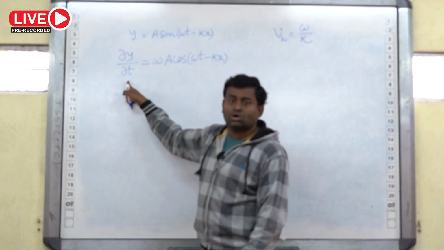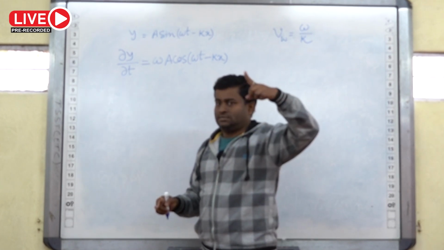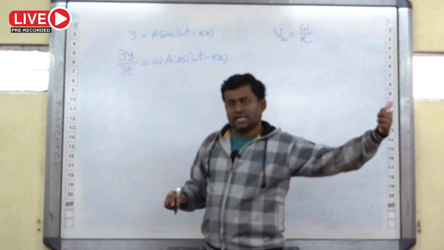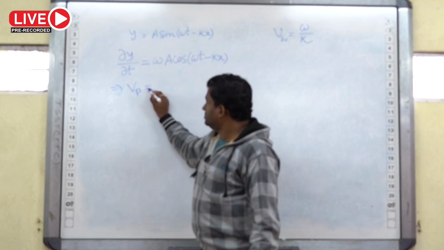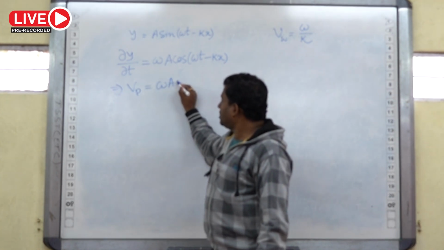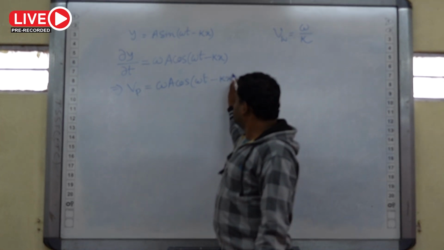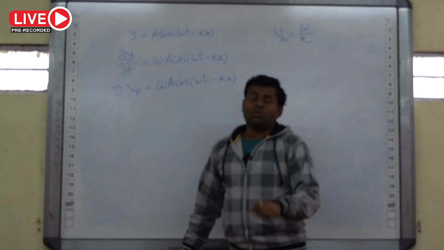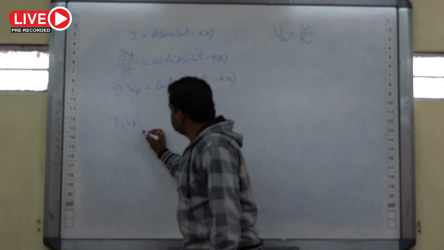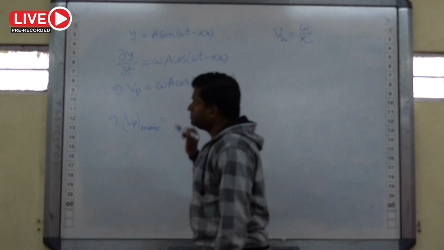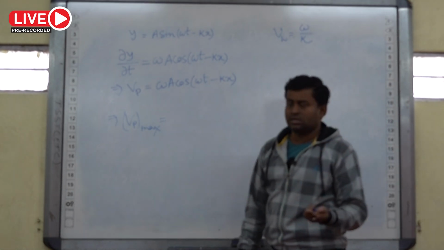Now this quantity is called the particle velocity, because particles in the transverse wave vibrate in the y direction while the wave propagates along the x direction. So this is Vp, that is omega A cos(omega t minus kx). Now, what is the maximum particle velocity, Vp maximum? Maximum value means when the cosine function has its maximum value, that is plus 1.